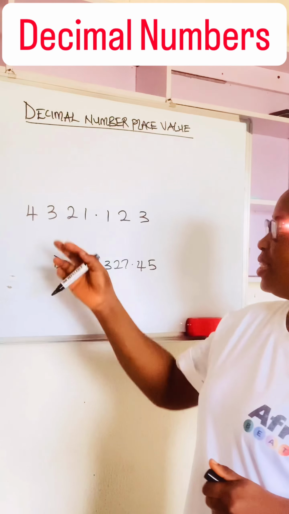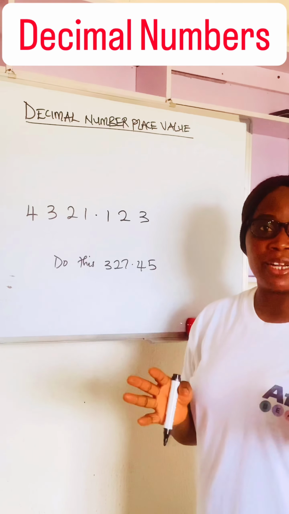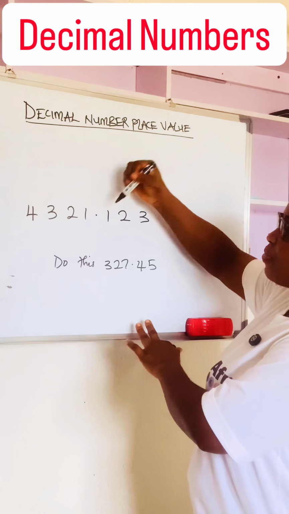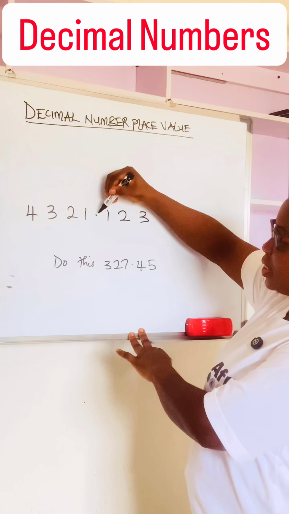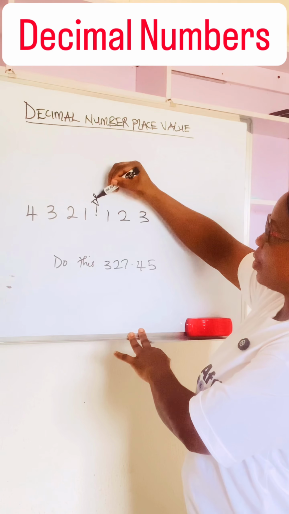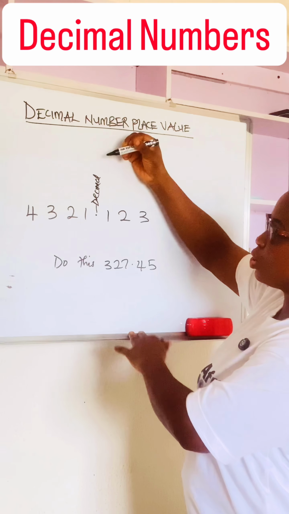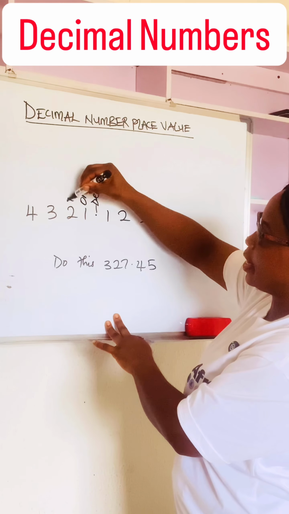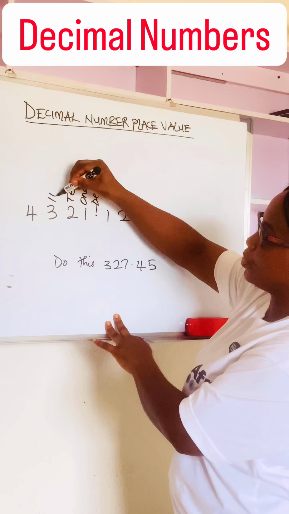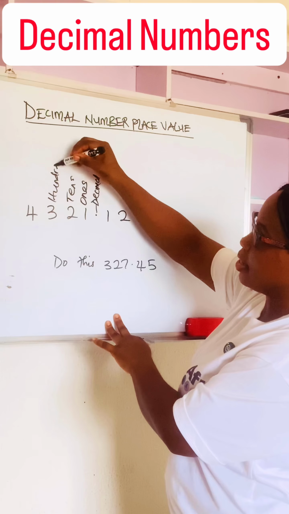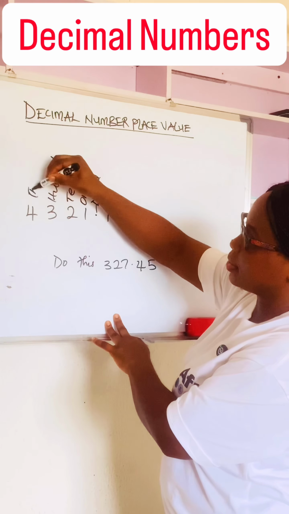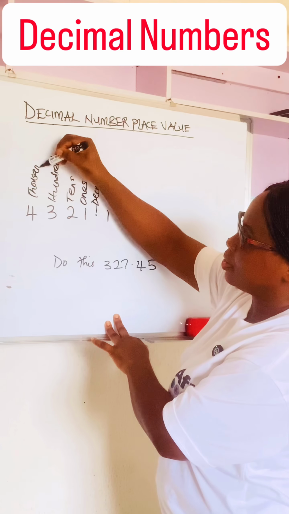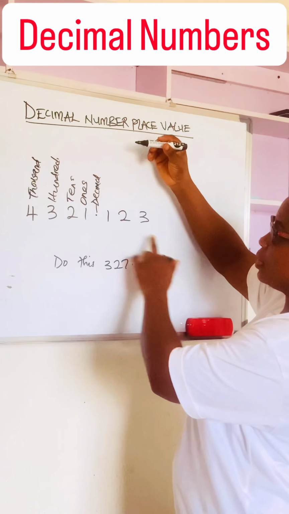Let me show you how to arrange these decimal numbers under their respective place values, okay? So first of all, identify the decimal point, which is here. This is the decimal point. So let's go this way. This is the ones, this is the tens, this is the hundreds, this is the thousands, okay? So we'll now go over to this side.